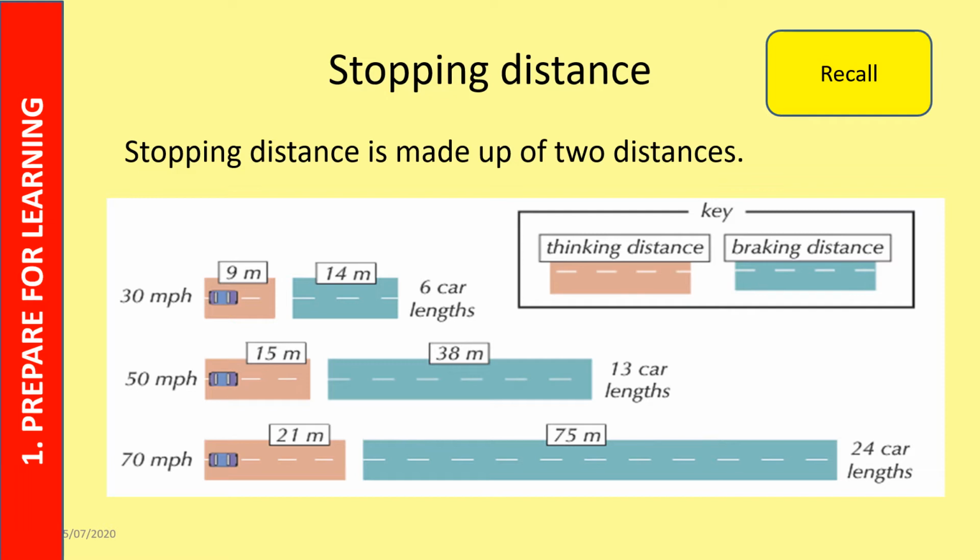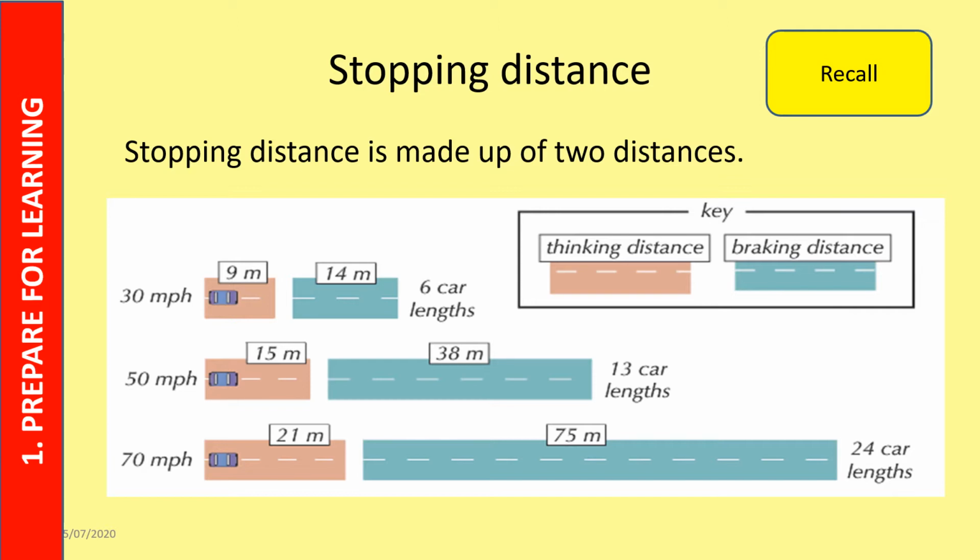If you remember, we divided our total stopping distance into two sections. We had a thinking distance, which is the distance you cover while you're reacting to an obstacle, and the braking distance, which is the distance that the vehicle covers once you've actually pressed the brake pedal down. Now, at each speed, your stopping distance is the total of your thinking distance plus your braking distance.